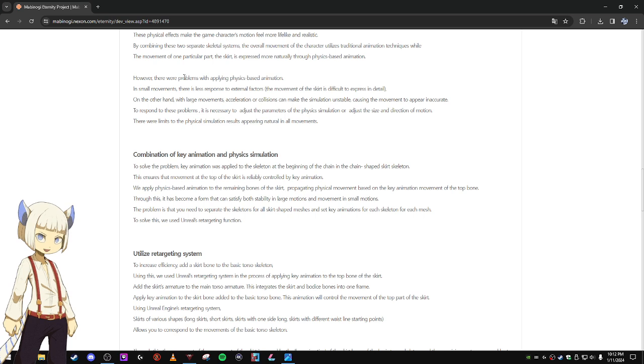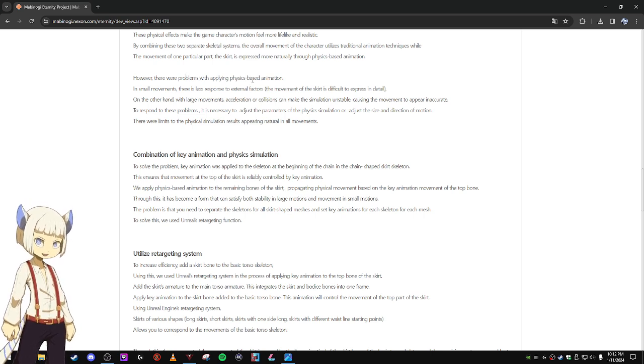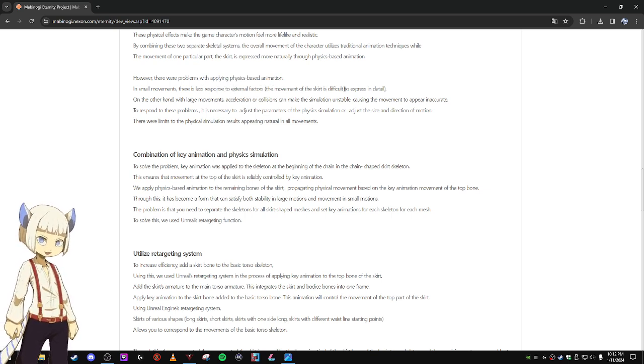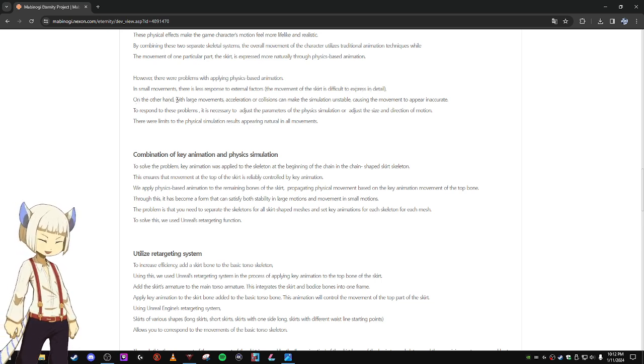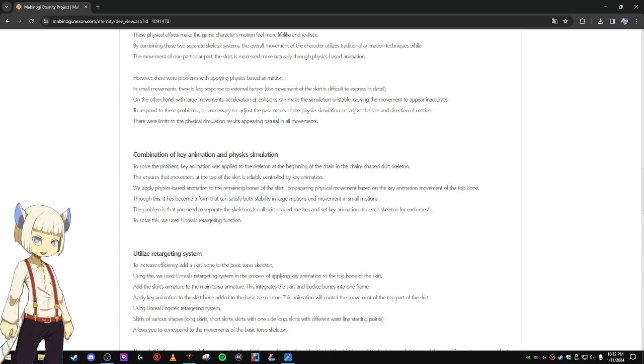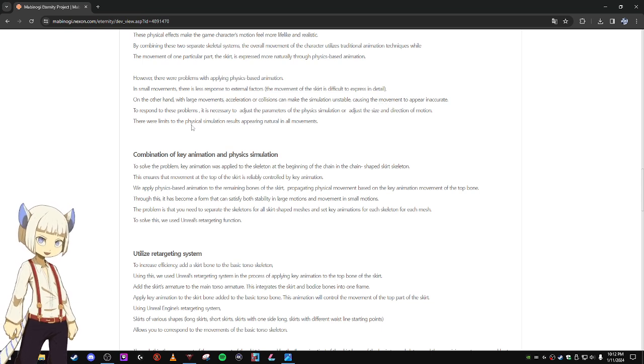However, there were problems with applying physics-based animation. In small movements, there is less response to external factors. The movement of the skirt is difficult to express in detail. On the other hand, with large movements, acceleration or collisions make the simulation unstable, causing the movement to appear inaccurate.